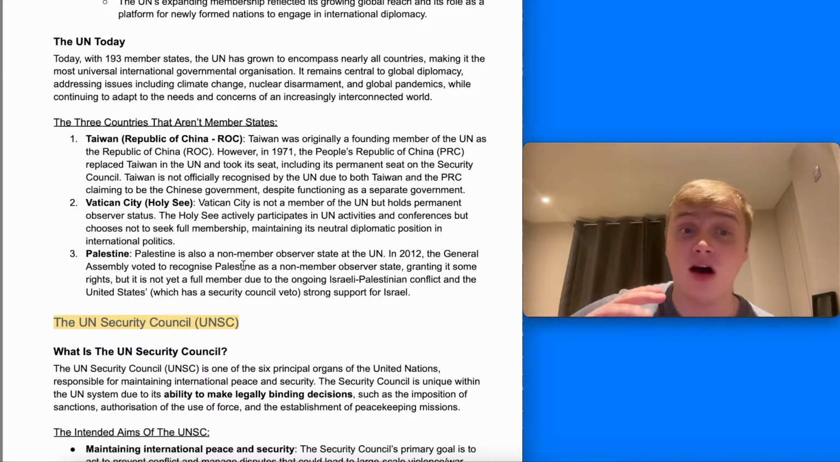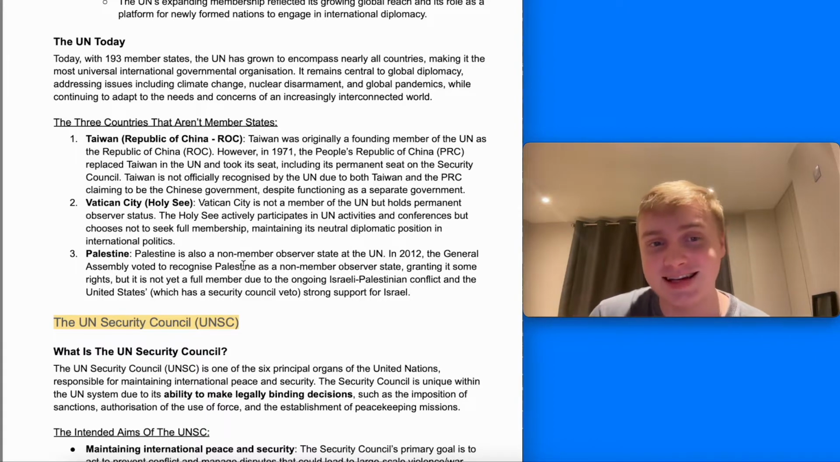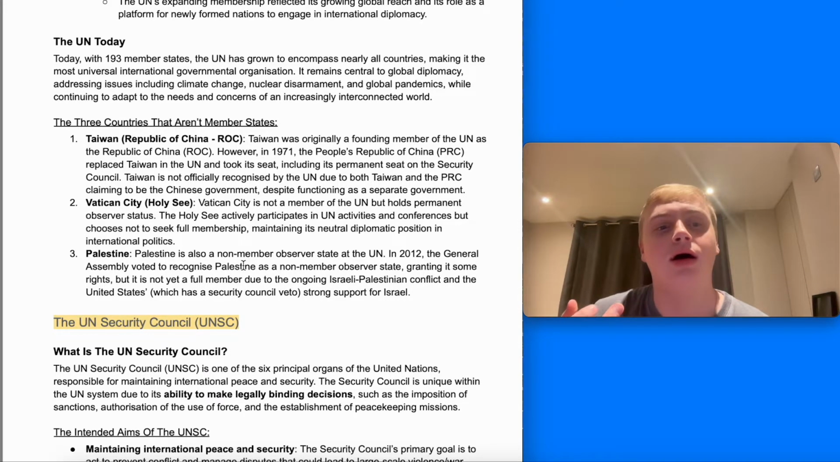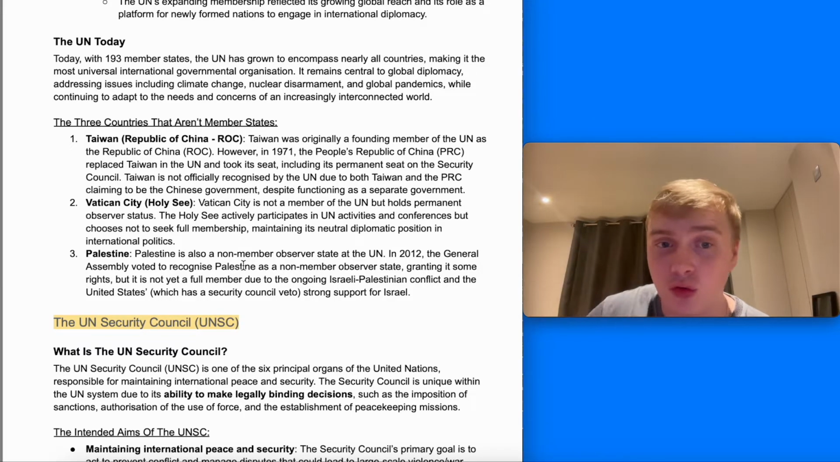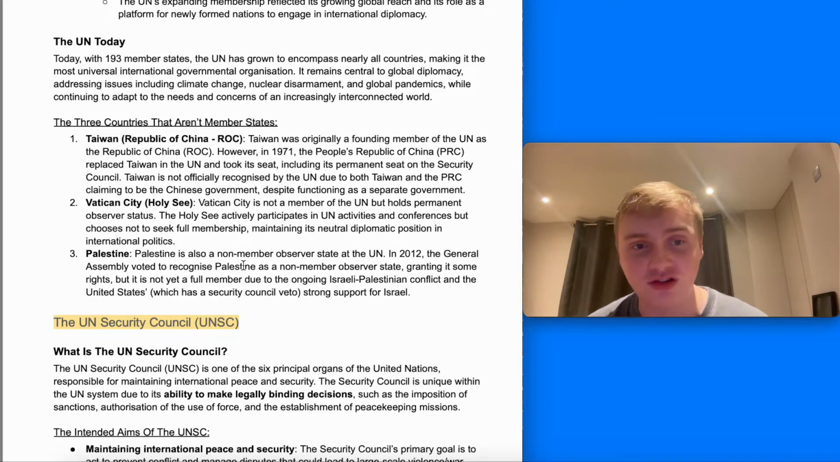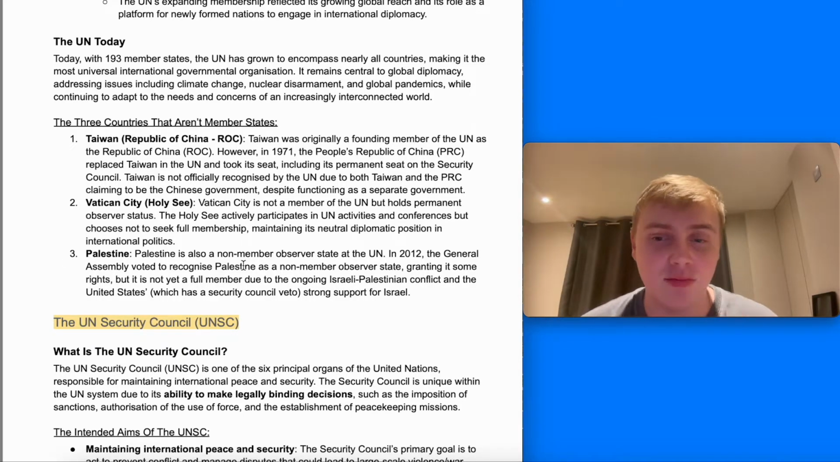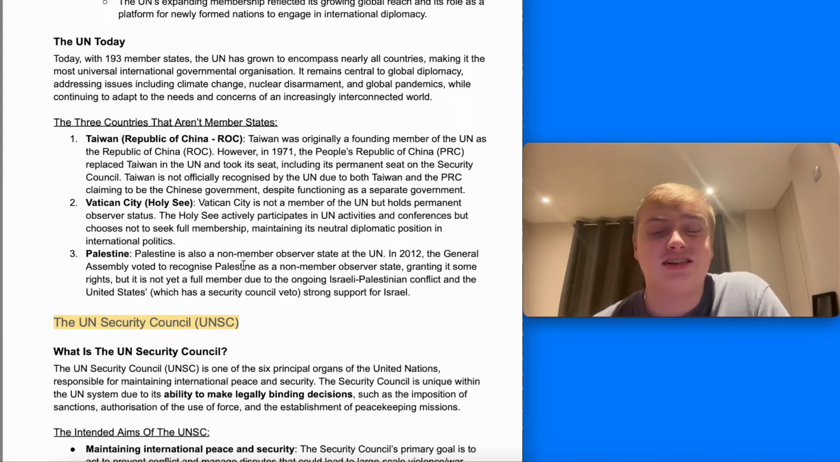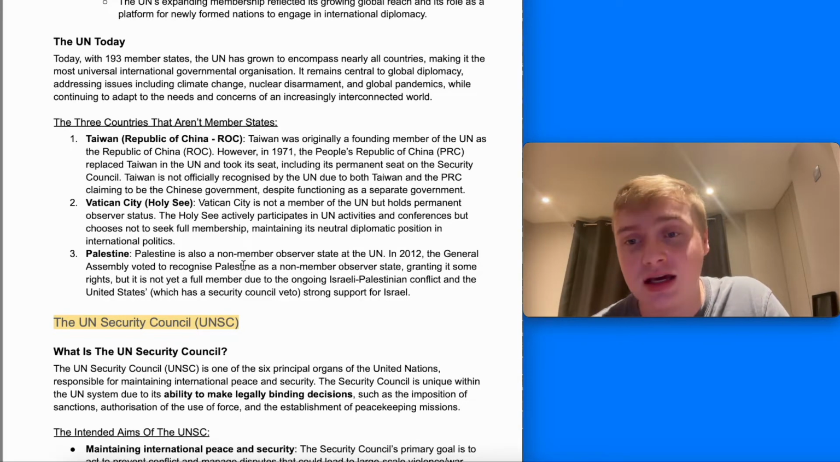Three countries aren't member states. The first one is the Vatican City. It holds permanent observer status, but due to the fact that it wants to maintain a neutral diplomatic position as effectively a religious organisation, a religious country, it doesn't have permanent member status. And the other two are due to effectively contestations over sovereignty and over borders.